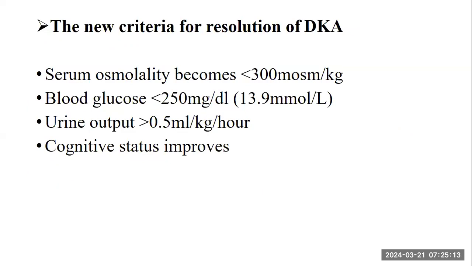The new criteria for resolution of HHS is when serum osmolality becomes less than 300 milliosmoles per kg, blood glucose less than 250 milligram per dL, urine output of greater than 0.5 mL per kg per hour, and cognitive status improves.